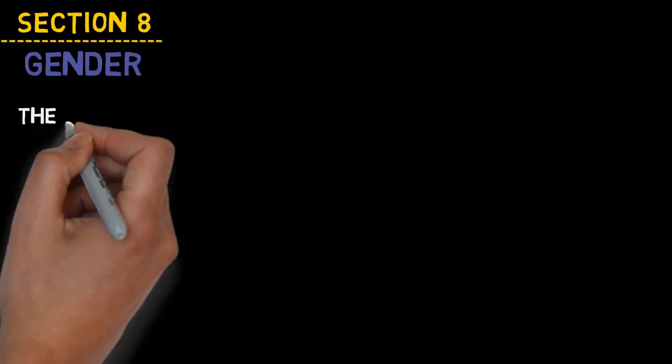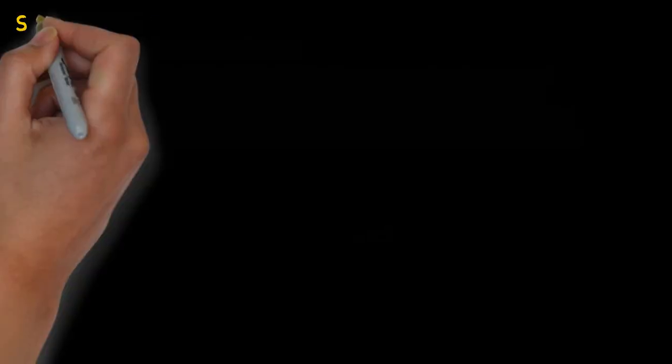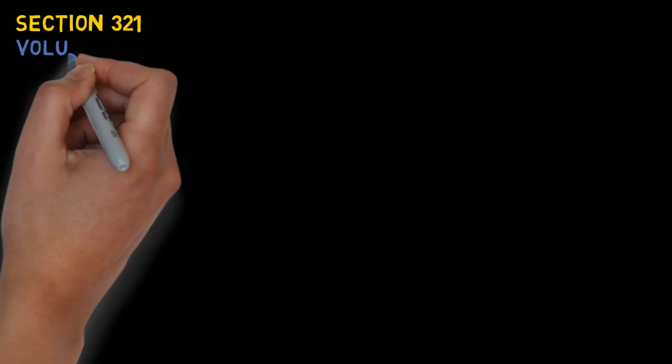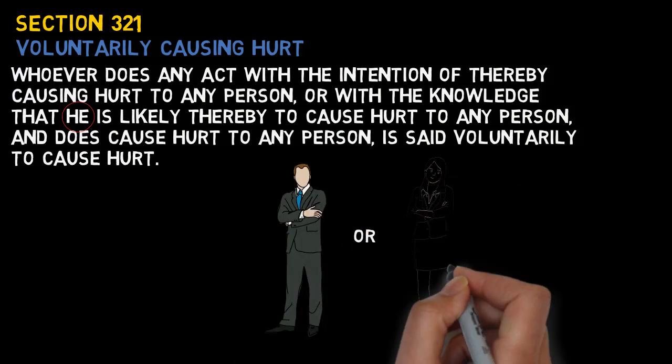According to Section 8, the pronoun he and its derivatives are used of any person, whether male or female. For example, if we look at Section 321, which talks about voluntarily causing hurt, it says whoever does any act with the intention of thereby causing hurt to any person, or with the knowledge that he is likely thereby to cause hurt to any person and does cause hurt to any person, is said voluntarily to cause hurt. Now, if we look at the language of the section carefully, it uses the word he. It does not mean only a man can be guilty of voluntarily causing hurt. This he refers to both men and women.